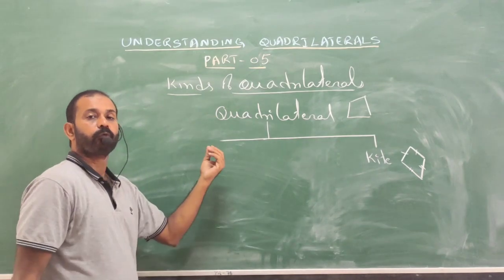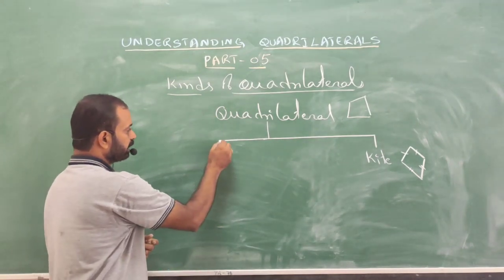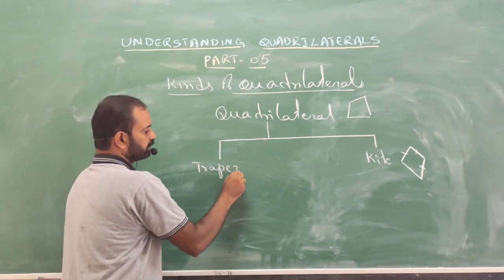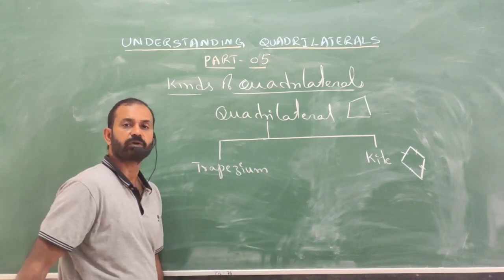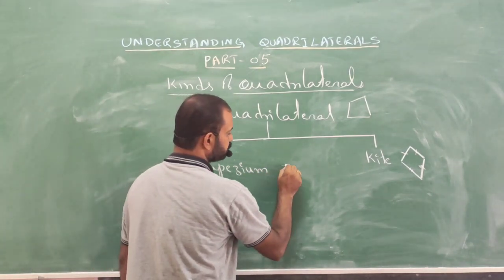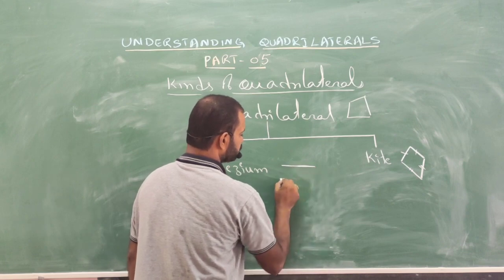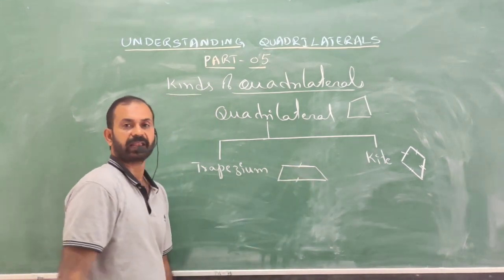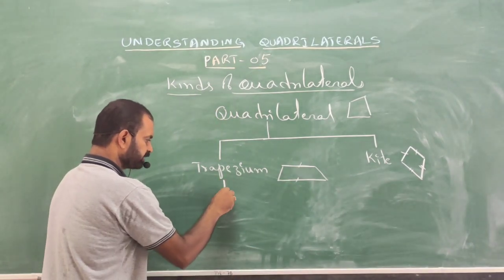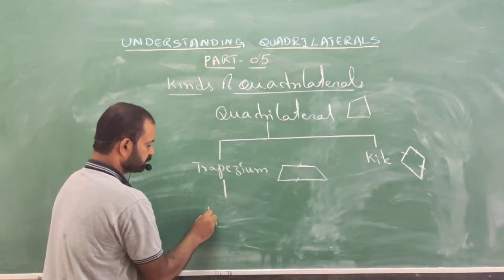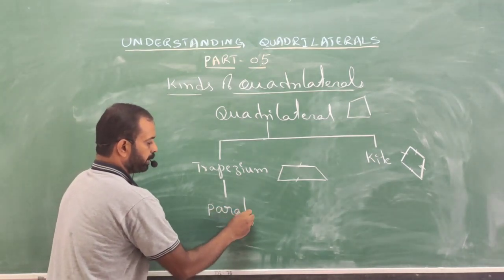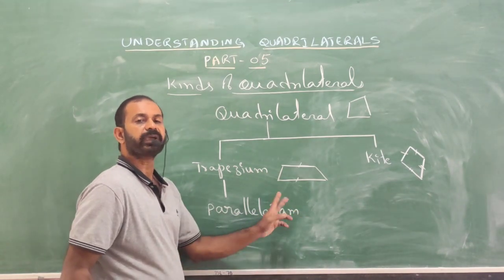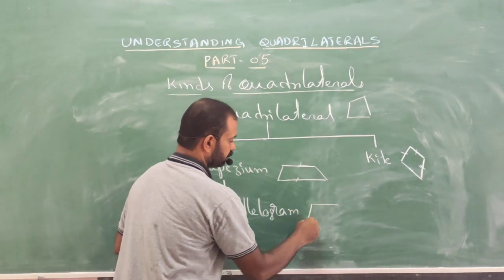Next we come to this: if one pair of opposite sides are parallel, then the quadrilateral is called a trapezium. That means one pair of opposite sides are parallel. So these are parallel. Next, under the trapezium again, it is called a parallelogram. So, parallelogram means two pairs of opposite sides are parallel.